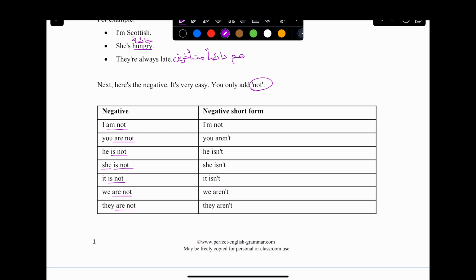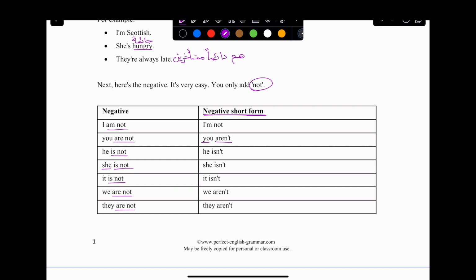Okay. وهنا اختصارات negative form. So negative short form. I'm not. You aren't. So عندما نختصر not لا نستطيع أن نختصر verb to be. لكن عندما نقرر أن نختصر verb to be لا نختصر not. So على سبيل المثال you aren't.